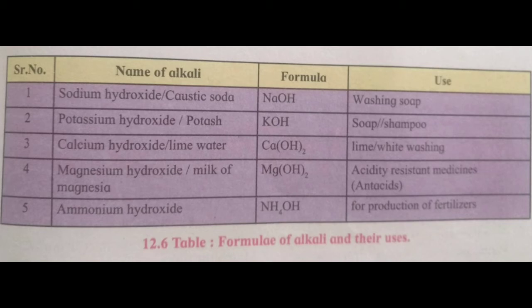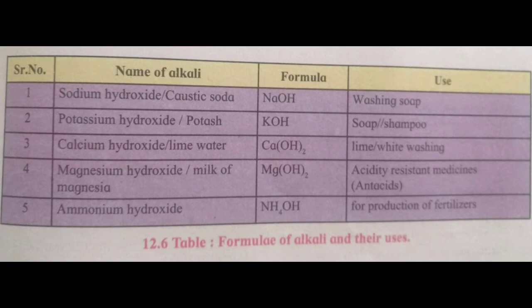While calcium hydroxide, its other name is lime water. Its formula is Ca(OH)2. Again, listen one time. Ca(OH)2, and it is used for whitewashing. Then the fourth one, magnesium hydroxide. Its name is milk of magnesia. Its formula is Mg(OH)2. It is used to cure acidity. So acidity resistant medicines, that is antacids, are made using Mg(OH)2.